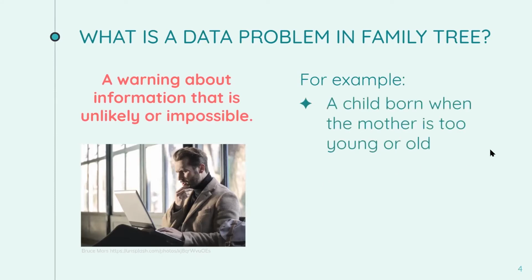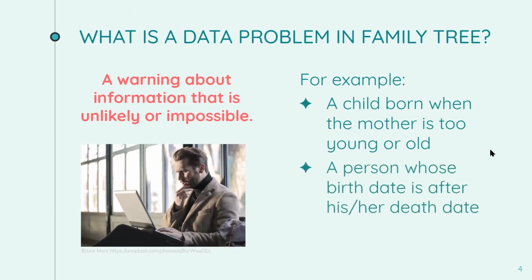You might have a child born when the mother is either too young or too old. You could have a person whose birth date is after his or her death date. That's kind of an obvious problem. And another example is possible duplicates.